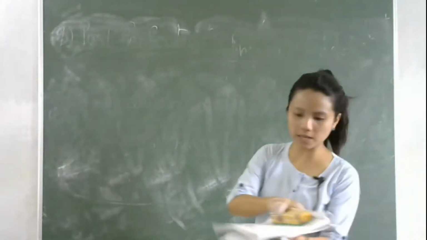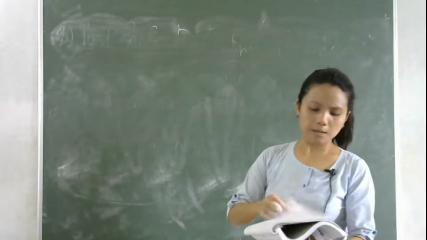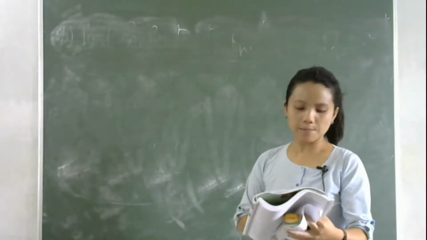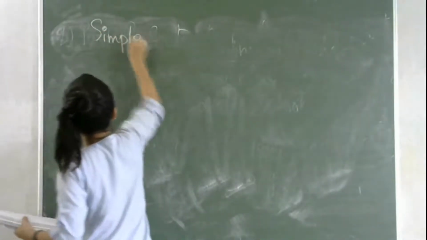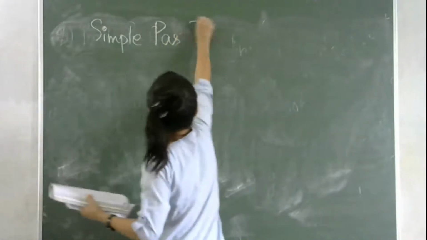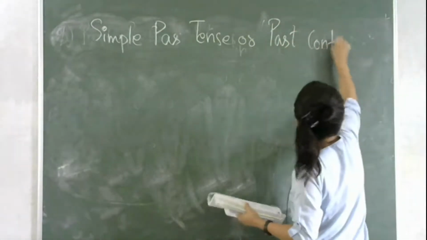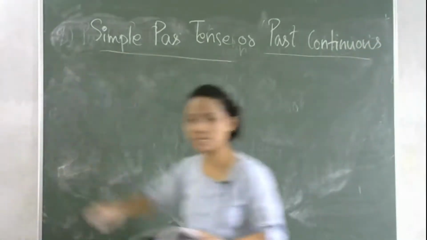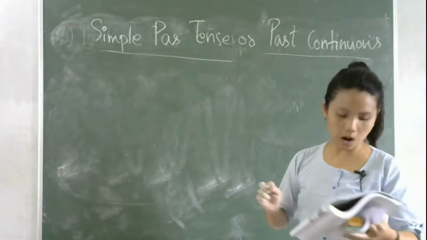Another thing: we have done all the 4 types. Now, there is another topic on page 44. Page 44, you have the heading, simple past tense or past continuous. This is another very important thing to remember. These 2 tenses can be used in one sentence. How? Let us see the example.